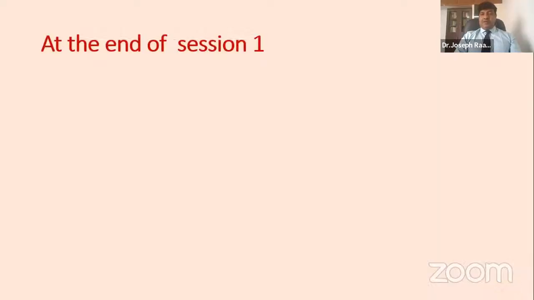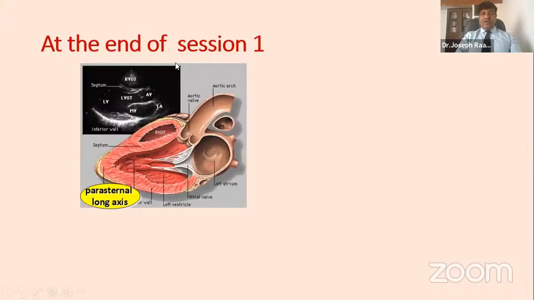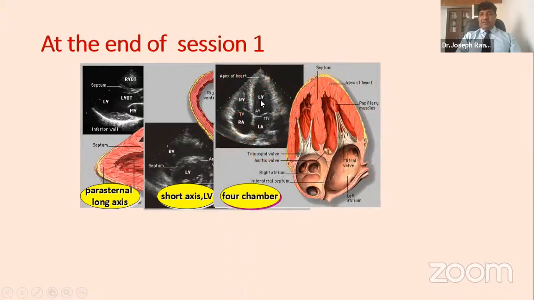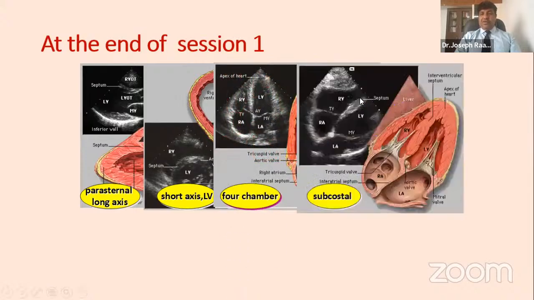Okay, so to complete, in this session you would have learned how to get the parasternal long axis view and how to identify each structure in this view, as well as the parasternal short axis view, the apical 4-chamber, the apical 5-chamber view, and the subcostal view.